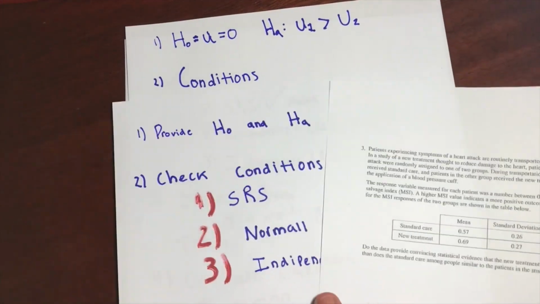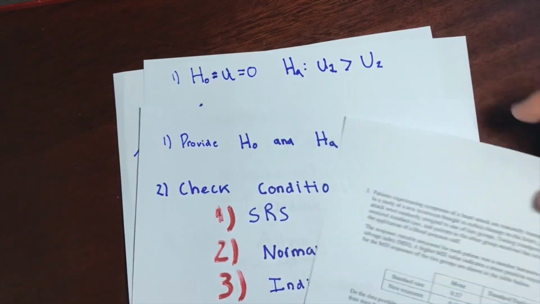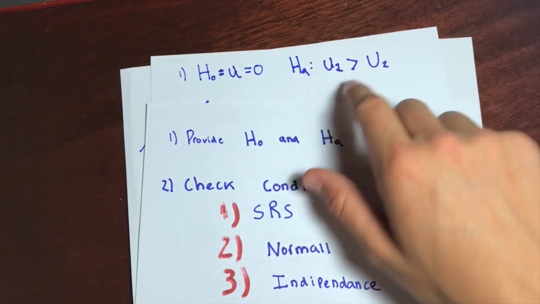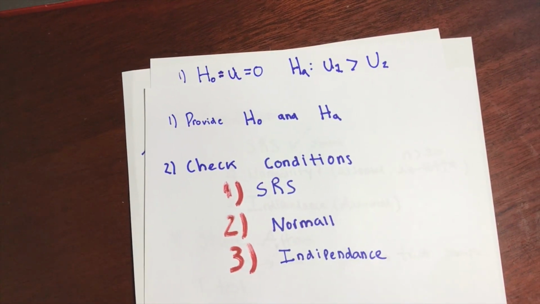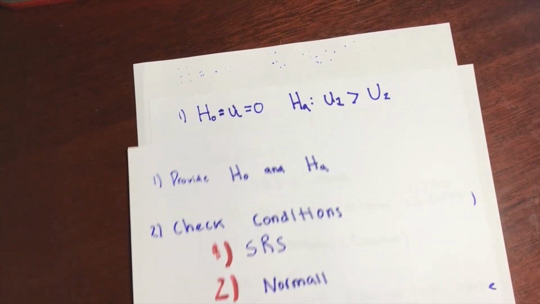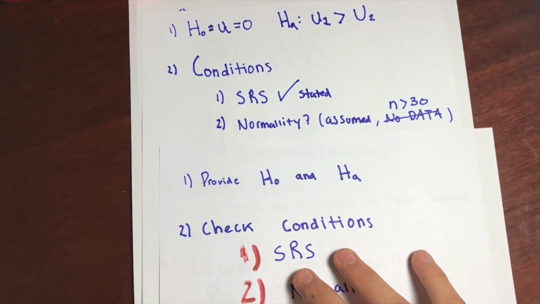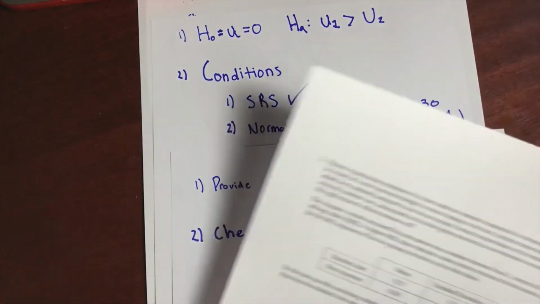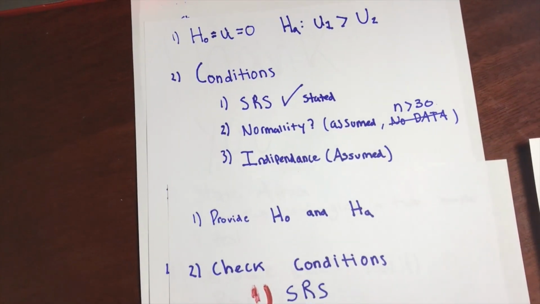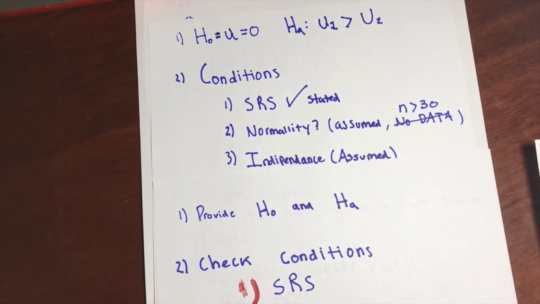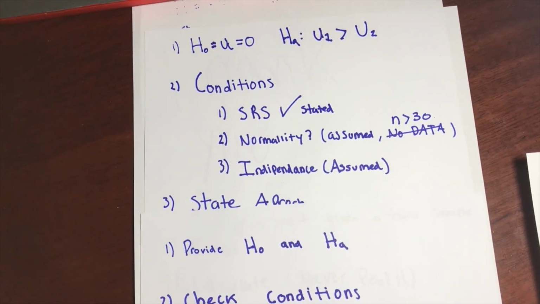So after listing our null hypothesis and our alternative hypothesis, which are here, we check our conditions. The conditions are: is it a random sample, is it normal, and is there independence. We can see that yes, it is a random sample because it was stated. We know that there's normality because the sample sizes are greater than 30, as you can see here, 56 and 56. And it's reasonable to assume independence, as I don't think the heart attack of one person will affect others, right?